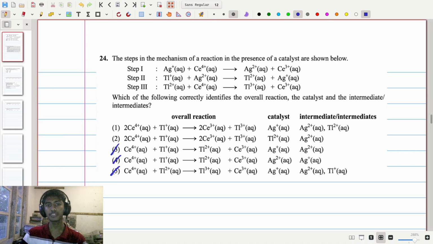Now according to that, we can see silver plus is there as a reactant at the start of the reaction, and at the very end of the reaction it is reproduced once again. So therefore silver plus is the catalyst, and the answer here is answer number 1.